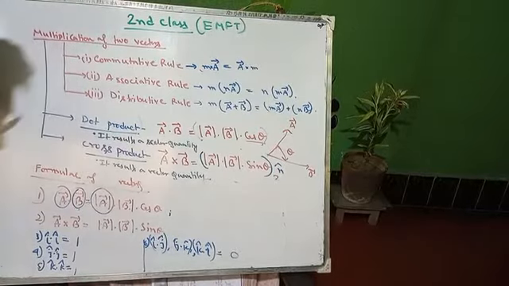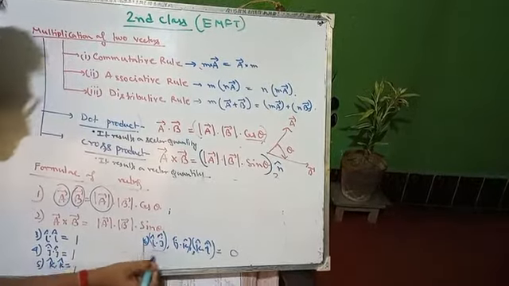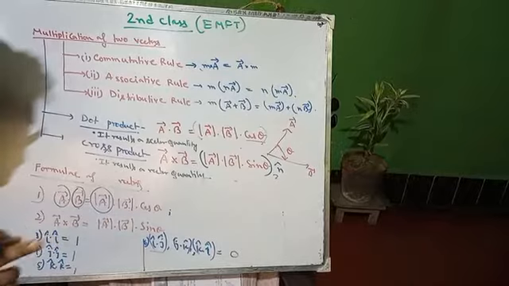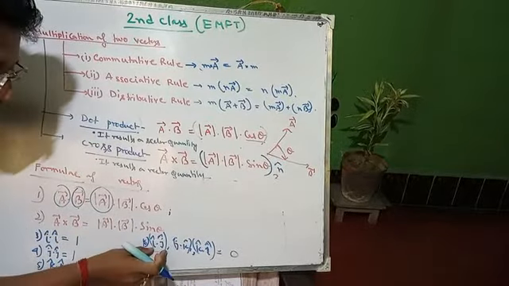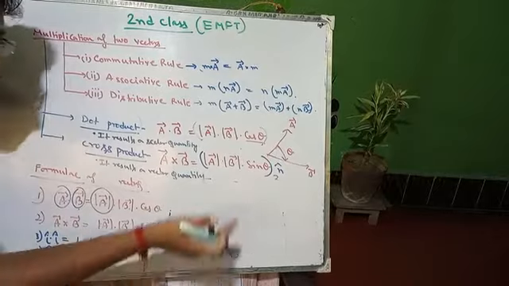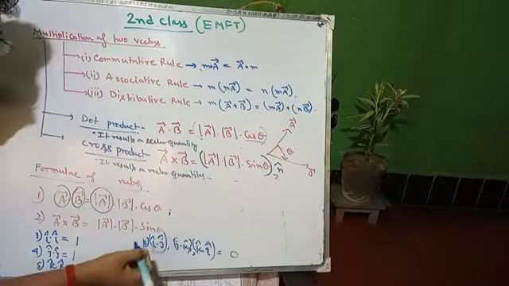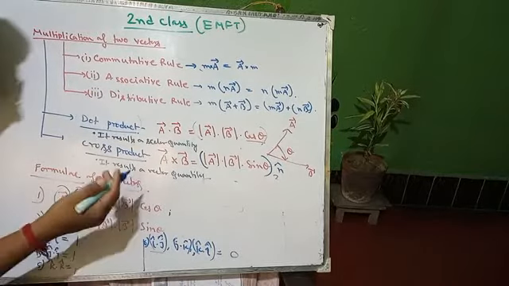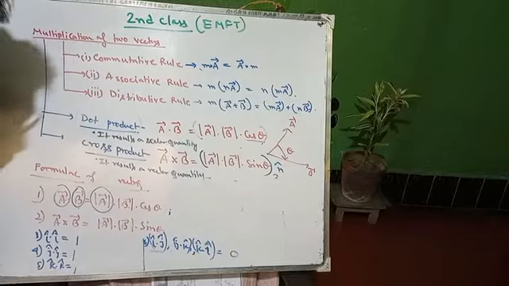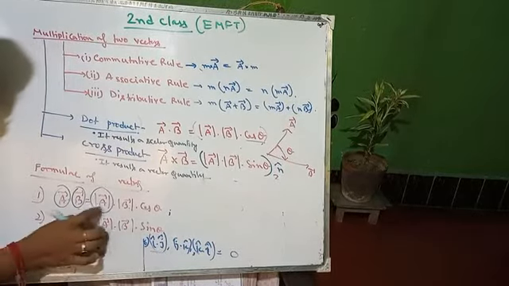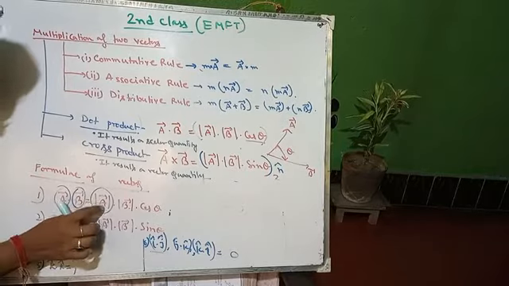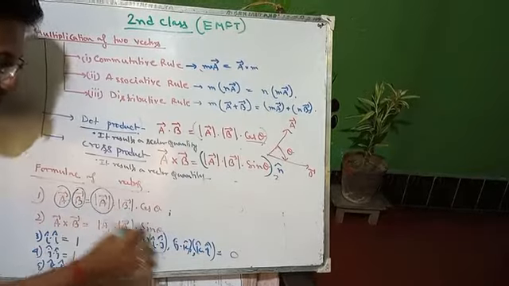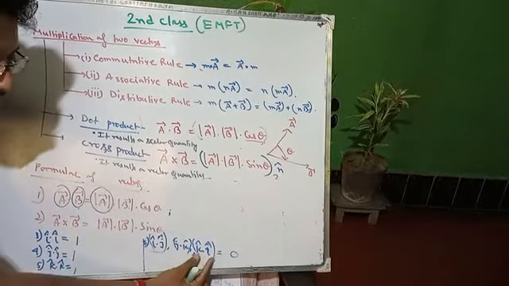And for dissimilar vectors, there is a unique symmetry. What is the unique symmetry? For i dot j, the angle between i and j is always 90 degrees. i is the unit vector along the x axis, and j cap is the unit vector along the y axis. The angle between the x axis and y axis is always 90 degrees. So i dot j means 1 into 1 into cos 90, and cos 90 means 0, so the result is 0. And similarly j dot k and k dot i.